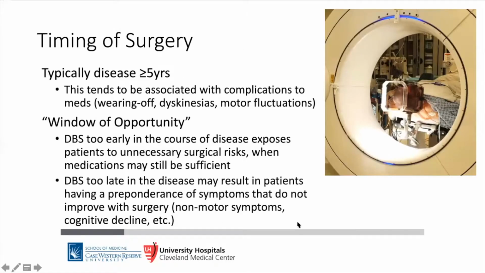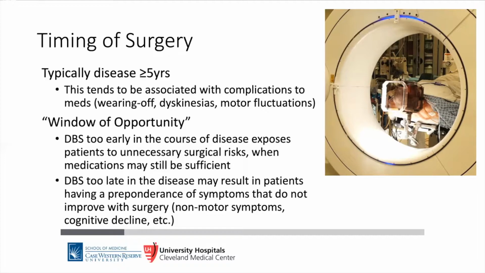In terms of the timing of surgery, this is the last slide here. Typically we say that we like to see the disease for about 5 years. This tends to be when you start to see motor fluctuations or side effects from the medications over time. This is changing a little bit now with certain medications, which are prolonging some of the medication course for some patients. But typically we do want to see some progression of the disease and less of a response with the medicines. We talk about this window of opportunity.